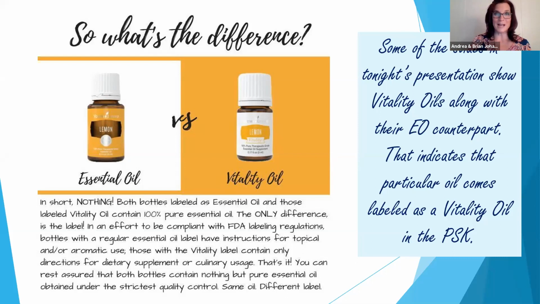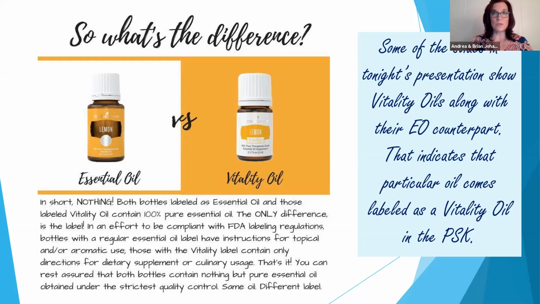Now, the other bottle that has the yellow background, that is lemon oil as well. Now, let me clue you into a secret. It's the exact same oil. The oil that's in the vitality bottle is the same oil that's in the essential oil yellow labeled bottle. It's all about how it's labeled. So the yellow label is labeled for topical and aromatic use. And so you know that then you would be applying it or using it aromatically. It's all about how we're required to label the oils according to FDA guidelines.